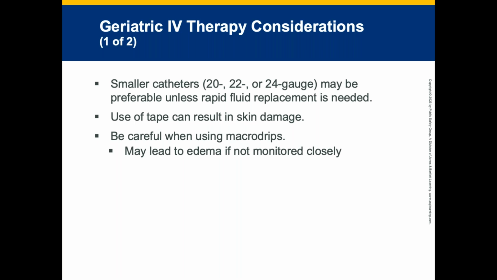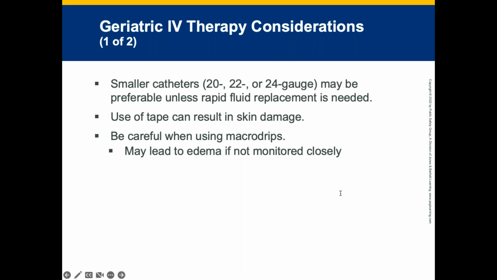Often a simple puncture of the vein can cause a massive hematoma, especially if they're on blood thinners. Use of tape can also result in skin damage, and we do use a lot of tape to tape these things down. So be careful. Use smaller catheters, from 24 to 20 gauge, which are more comfortable and reduce the risk of being removed or falling out or patients being caught.